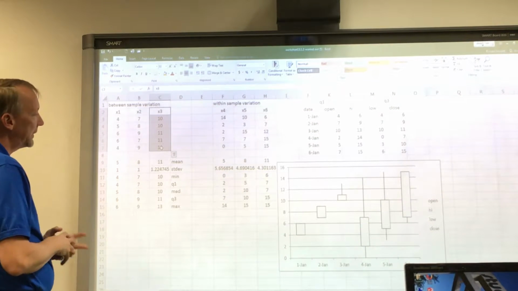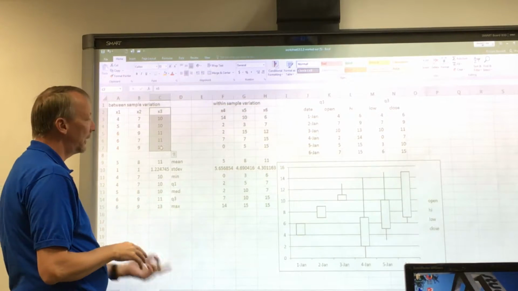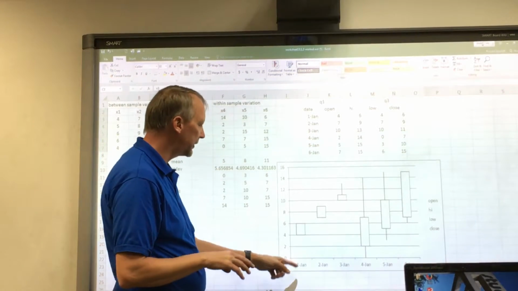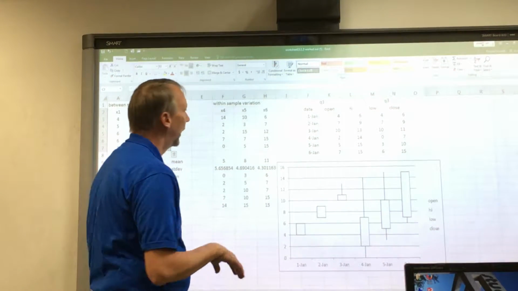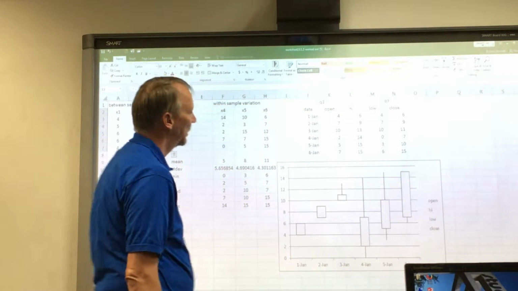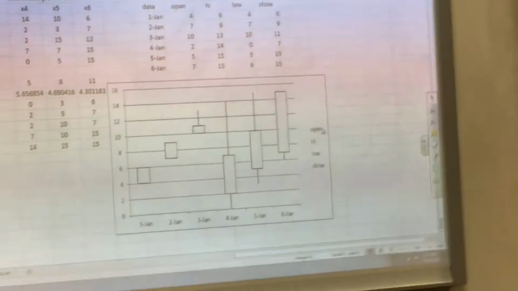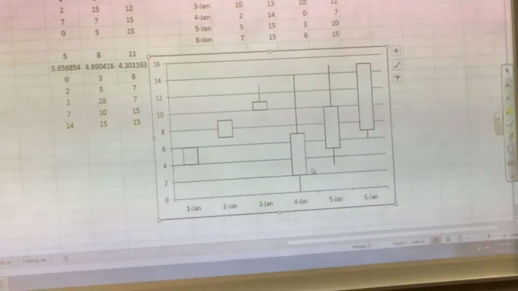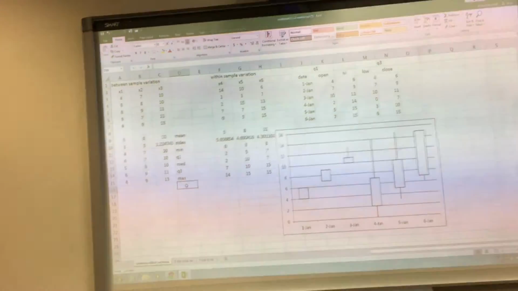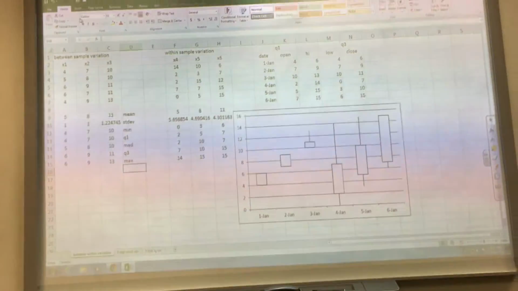What I did is create some five-number summaries and some box and whisker plots. So this is X1, X2, X3. I should really update this. I didn't even put any medians in here. Oh, it's right there: 5, 8, and 11.